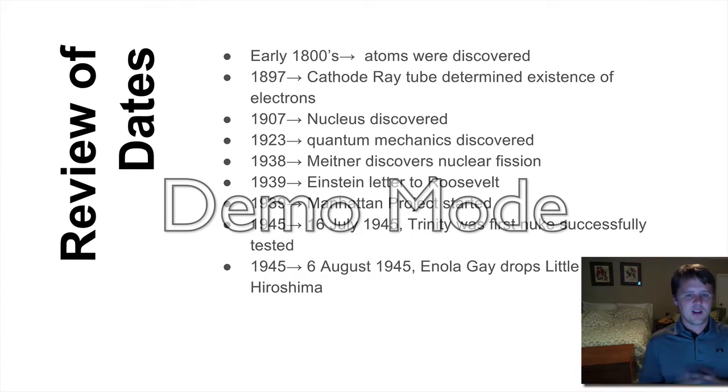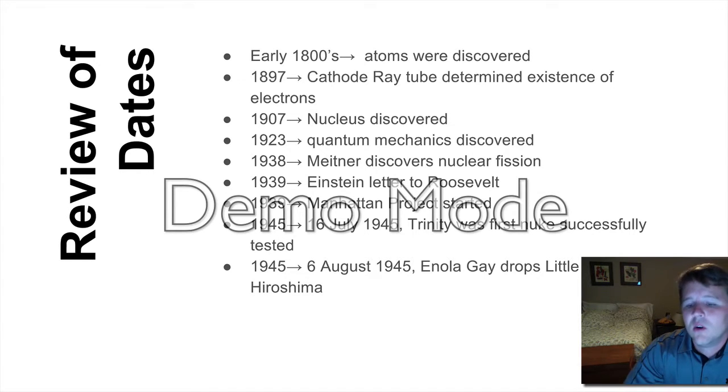In 1938, a guy by the name of Meitner discovers nuclear fission, which just set the whole physics world on fire. 1939, Einstein wrote a letter to Roosevelt. Now, why would it be important that Roosevelt knew about this project?